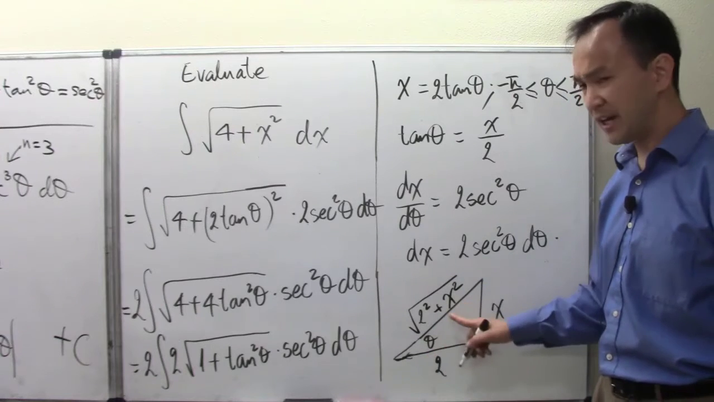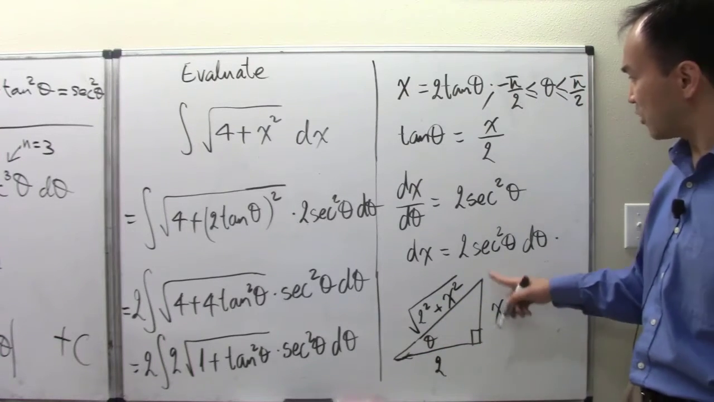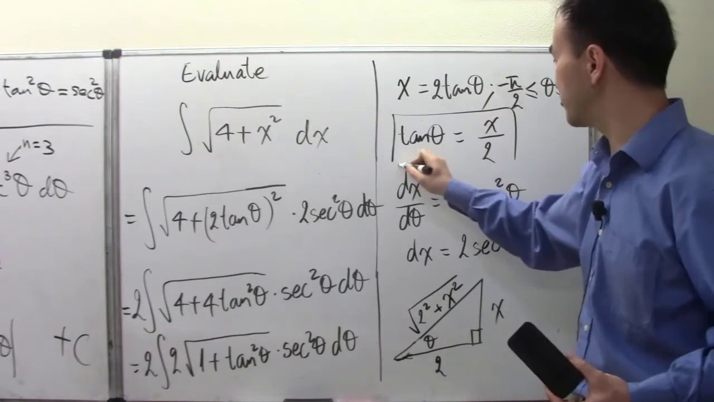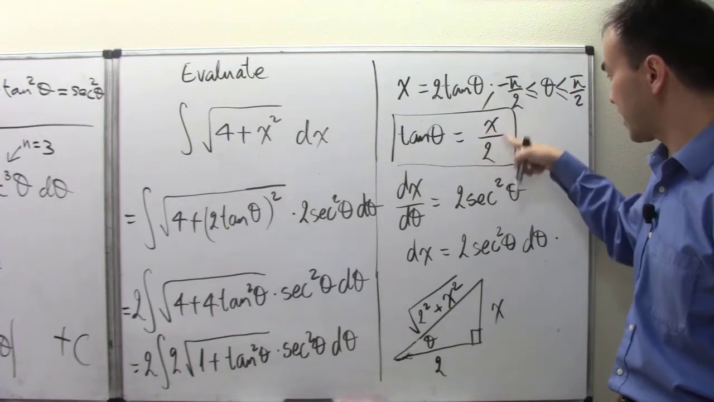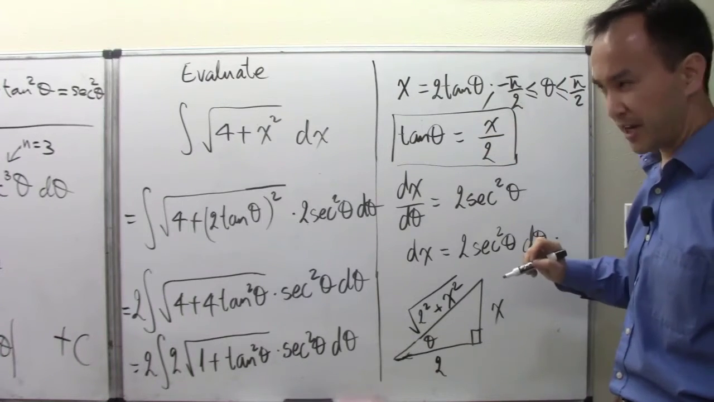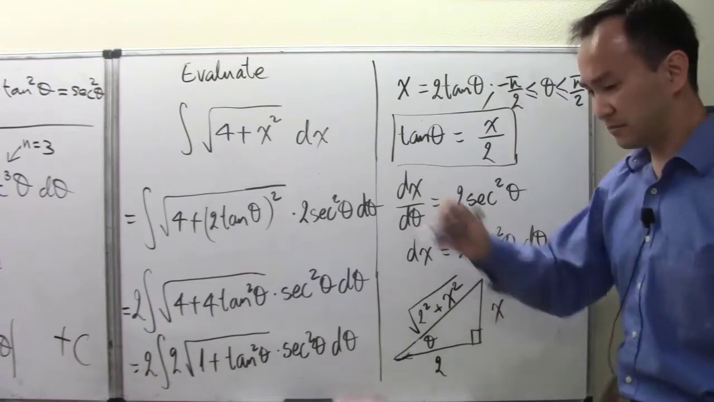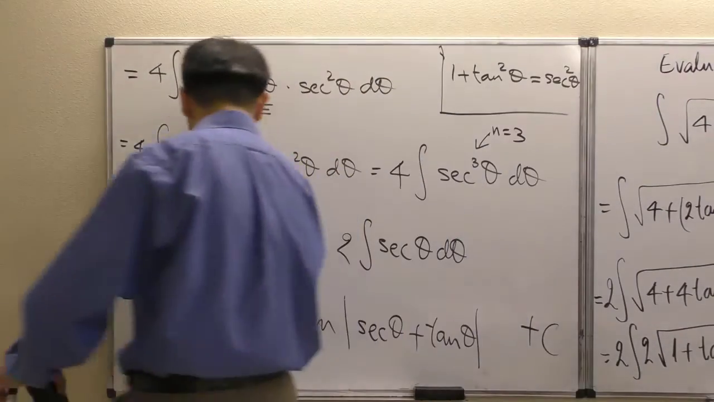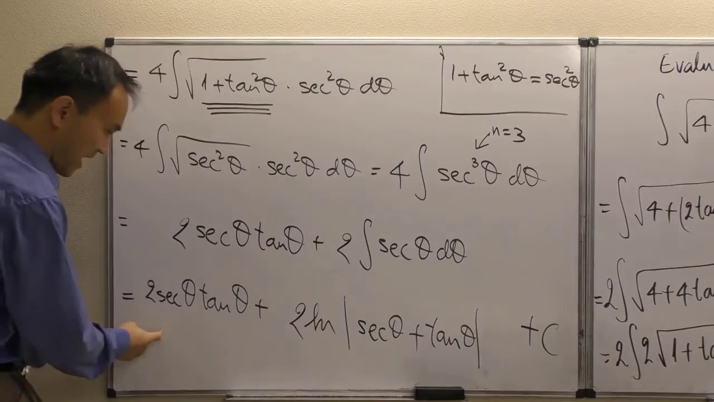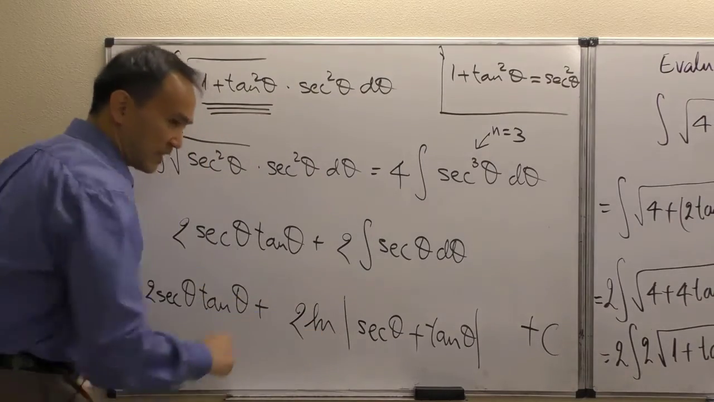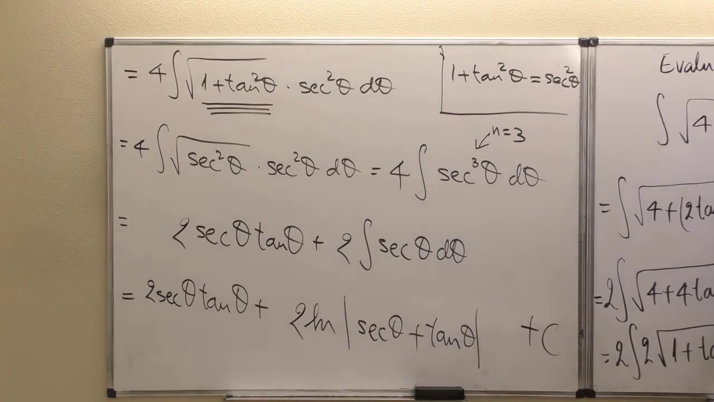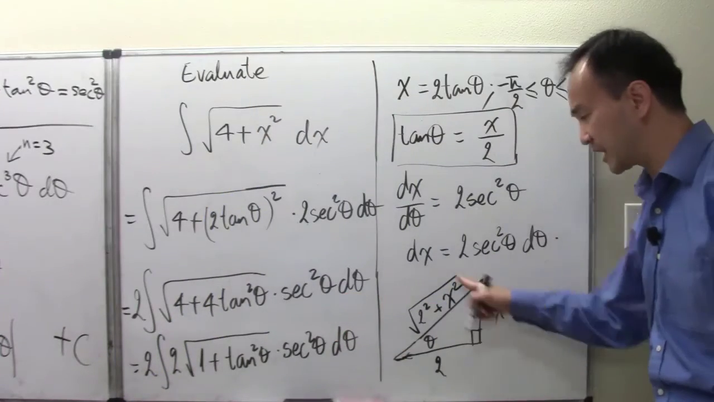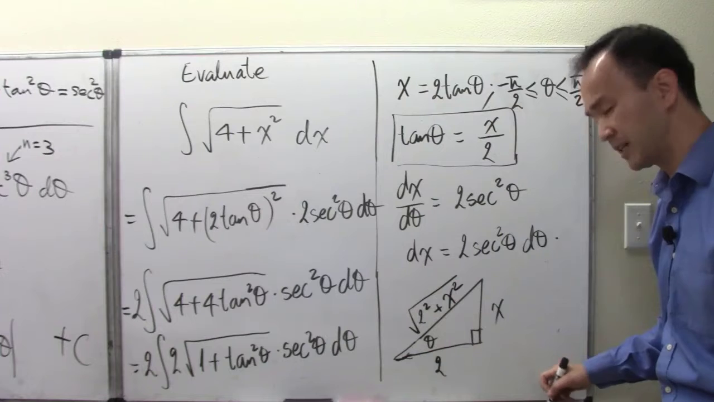So first of all, I know how to express tangent of theta in terms of x. It's x over 2. But our final antiderivative at this point also involves some secant of theta. So I am going to swing back to this board, and let's find out how we can express secant of theta in terms of the x variable.